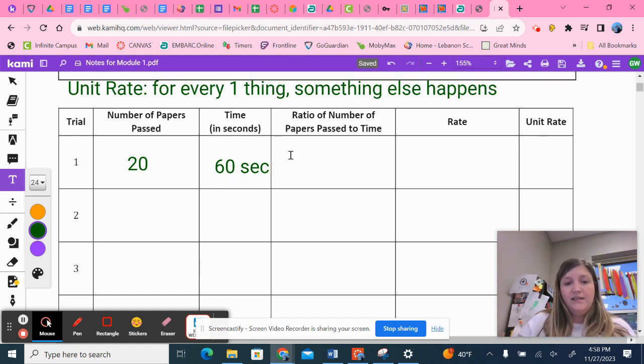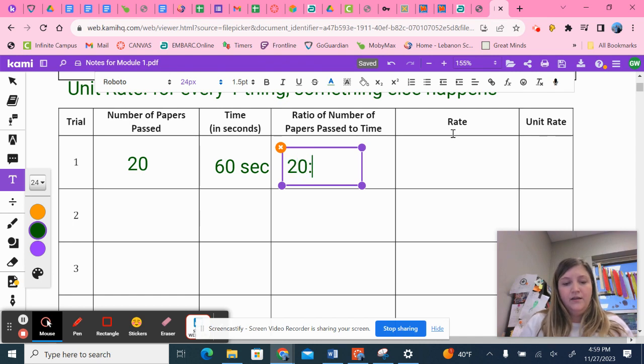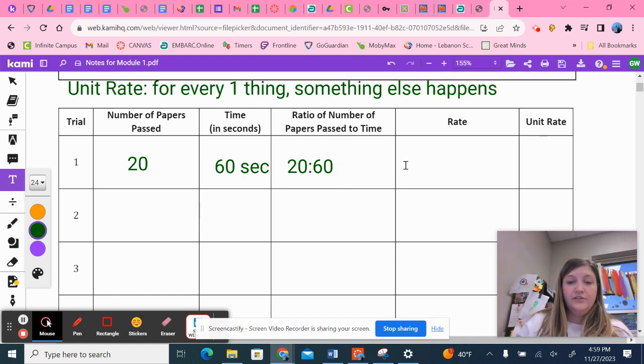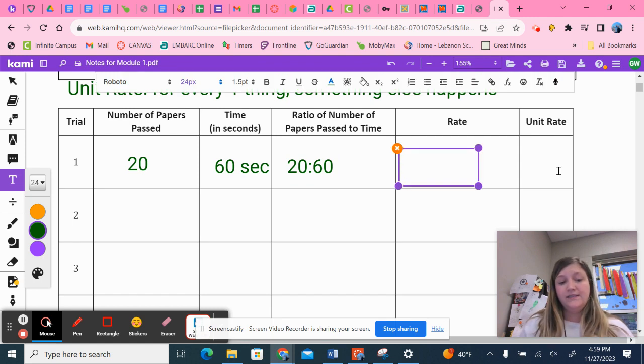Now, if I were to write this as a ratio, it'd be 20 colon 60. Now, the rate is if I were to reduce or simplify this down to a 1. So I'm going to get down to 1 paper for how many seconds? What could I do to turn a 20 into 1? What would I divide out of both 20 and 60? You should have said I can divide both 20 and 60 by 20. So 20 divided by 20.